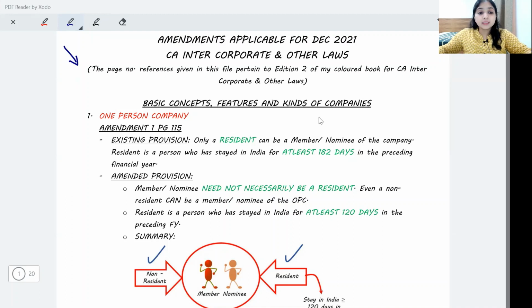All right. The page number references that you see in this material are references to my book. So in case you already have the hard copy of my colored book, you can keep that book beside you and make corrections or make notes in that side by side as you listen to this lecture. So let's begin with the very first chapter.